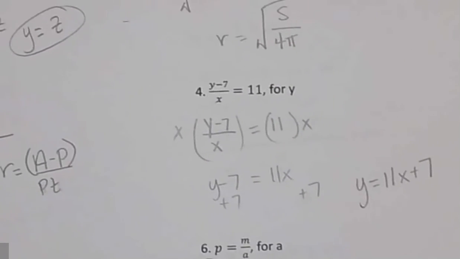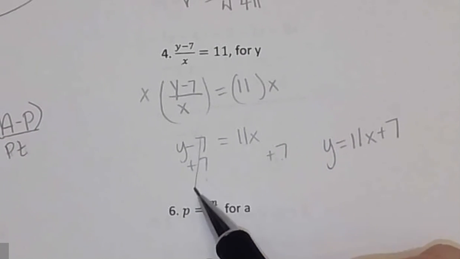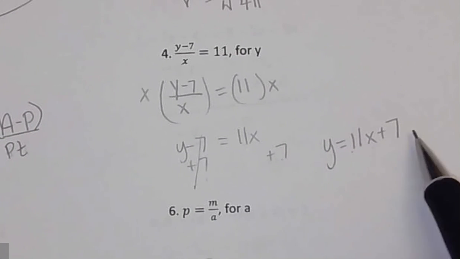Whoops, and you can't see that, I apologize. So add 7 to both sides, cancels out, I'm left with y equals 11x plus 7.